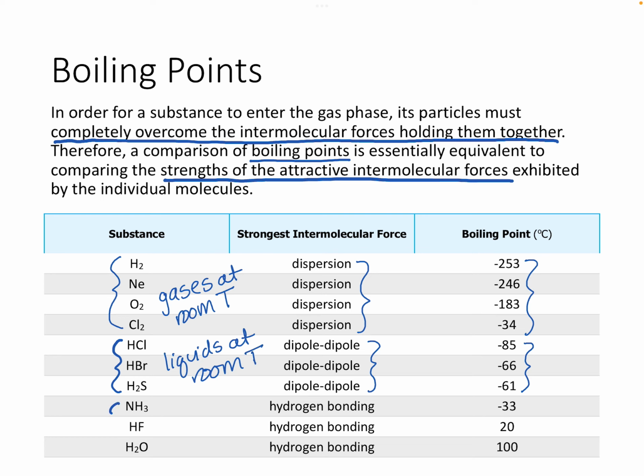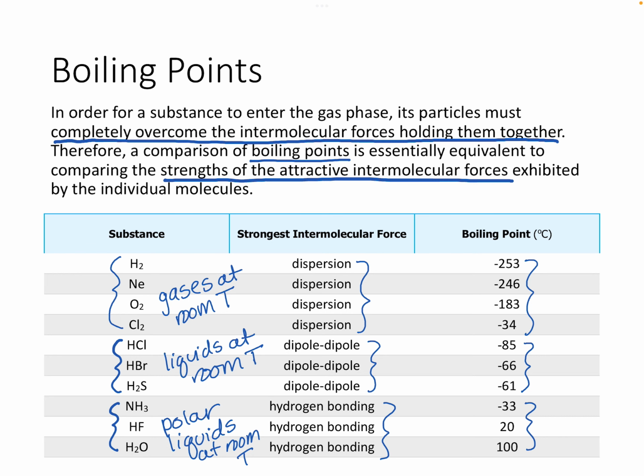Now the last three, NH3, HF, and H2O, they all exhibit hydrogen bonding because they have a hydrogen bonded to either nitrogen, oxygen, or fluorine. And their boiling points are a bit higher. So typically, these are going to be very polar liquids at room temperature. So these are a little more difficult to boil because they do have those stronger hydrogen bonding interactions.